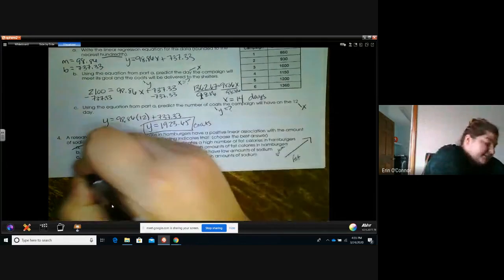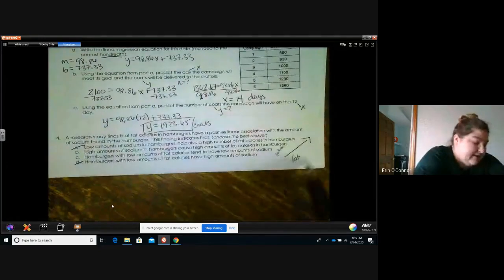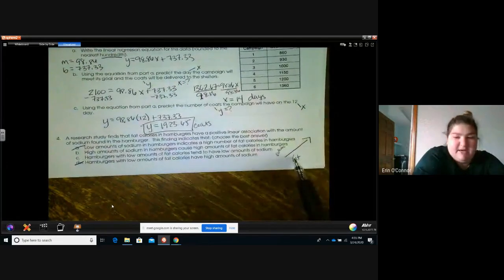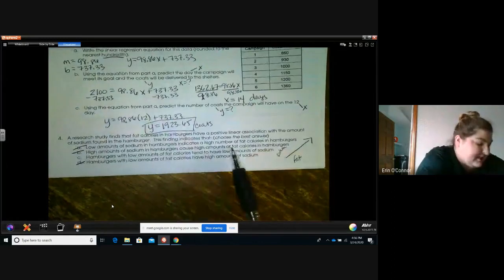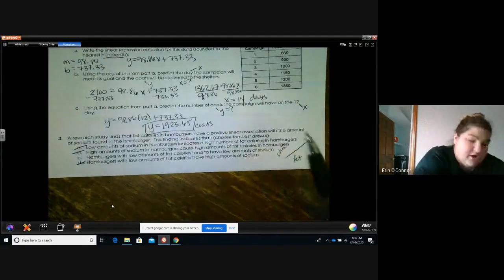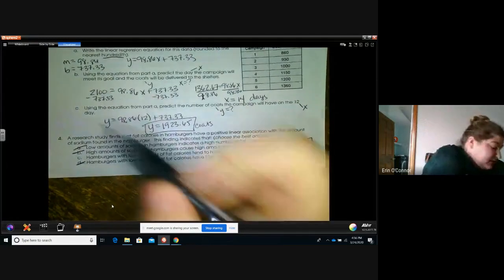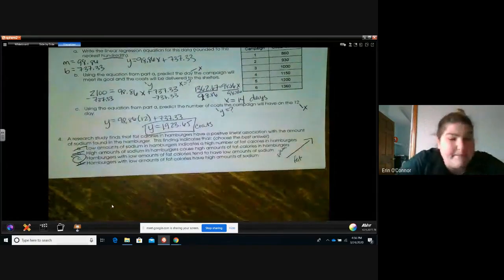Hamburgers with low amounts of fat calories tend to have high. It's definitely not that. Well, the fat calories is the independent variable. So it's the one doing the causing, not the sodium. So that's why it can't be B. High amounts of sodium is not causing the fat. The fat calories are causing the high amounts of sodium. So C is your answer. When one is low, the other is low.